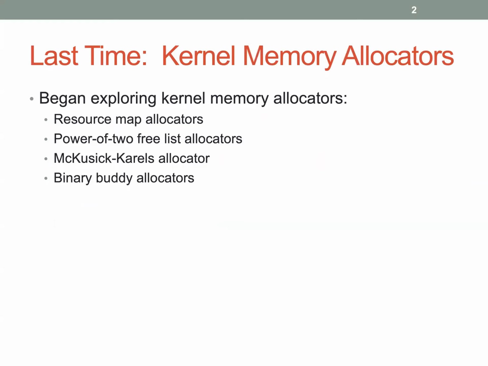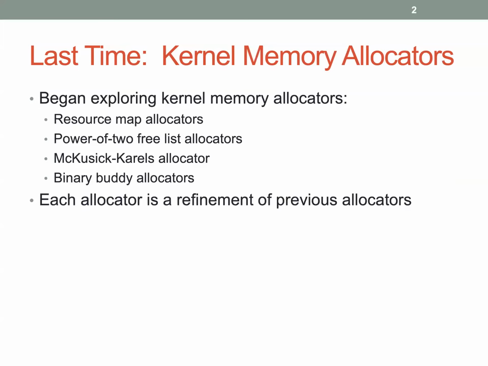We had resource map or sort of explicit free list allocators, power of two free list allocators, also known as segregated fits or segregated free list, McCusick-Carroll's allocator, which is the allocator that was used in certain versions of BSD, and binary buddy allocators, which are very neat, and they're used in Linux, actually, for the page management. We'll talk a little bit about that today.